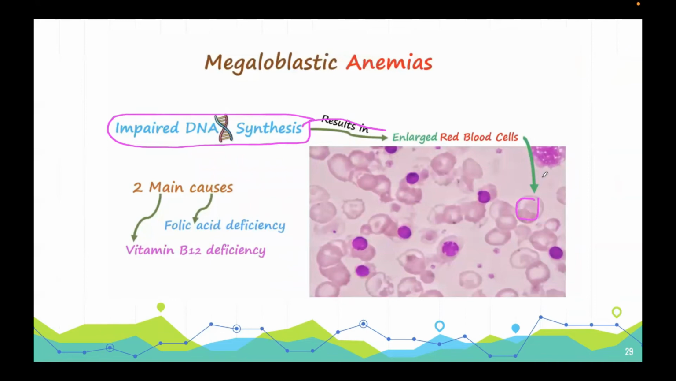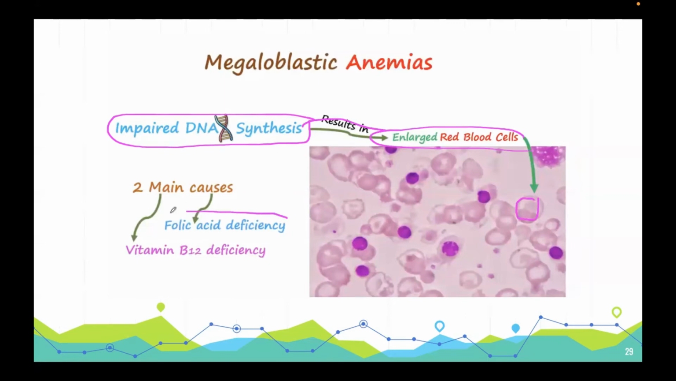Pero hindi po dapat sila lumaki ng ganyan kasi maraming mga repercussions na naka-associate pagka masyadong malalaki yung mga RBC natin. Meron lang silang specific size. Okay, so since meron ka ng impaired DNA synthesis, it will lead to enlarged RBC, and that is not good. So what are the two main causes of your megaloblastic anemia?